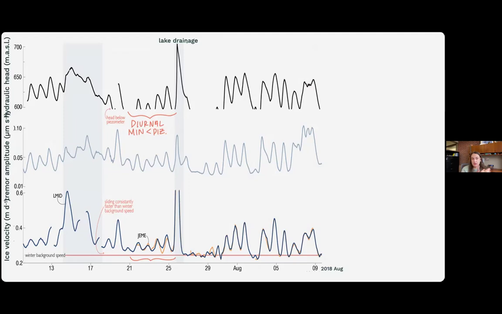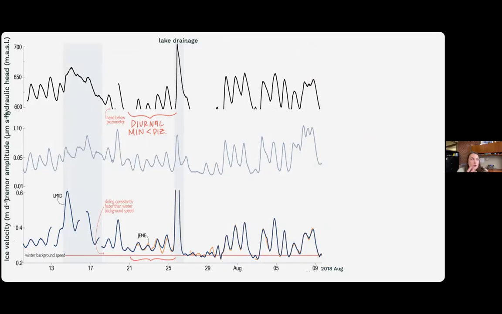So before the lake drainage event, we have on the bottom this red line indicating our wintertime background speeds. Before that, our minimum sliding was always above this threshold, whereas we see an abrupt shift after this lake drainage event where we've reached these wintertime background speeds, and then we recurrently achieve these speeds again. However, we don't see a change in the relationship or in hydraulic head in our moulin, right?